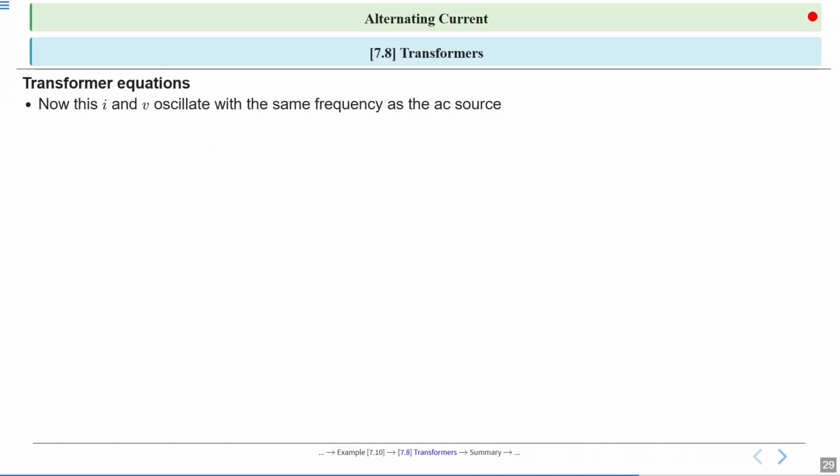Now I and V oscillate with the same frequency as the AC source. That means the ratio IS upon IP will be equal to the ratio of IS upon IP maximum values. So they are oscillating with the same frequency. So we can take the ratio as maximum values also, and we can take the ratio as RMS values also. We can take the ratio as instantaneous value, maximum value and RMS value. They all are equivalent terms.